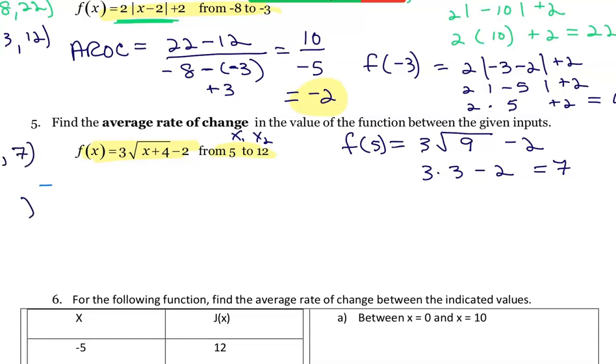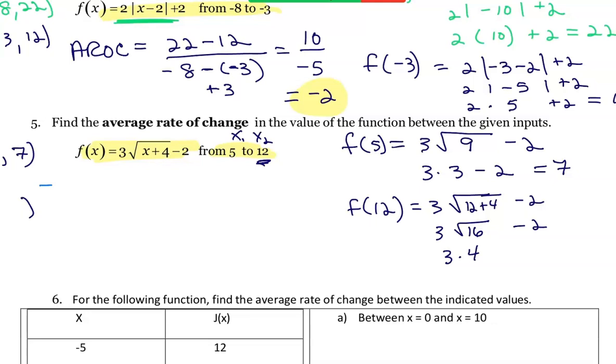Get your second point. F of 12. Now I made this 12. On some of your copies it was 11. So make it 12 because it's going to make your life easier. So this is going to be 12 plus 4 and then minus 2, that's 3 times radical 16 minus 2. Radical 16 is 4. 3 times 4 is 12 minus 2 equals 10. So my next point is 12, 10. Okay, those are my 2 points.